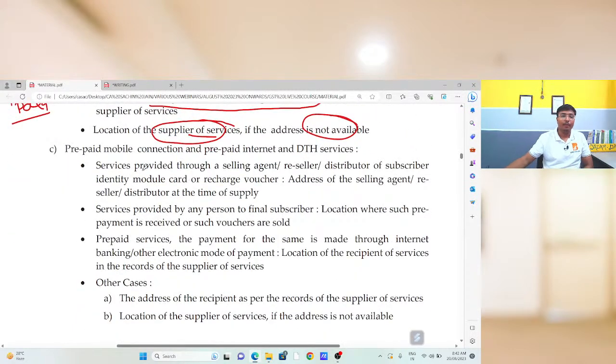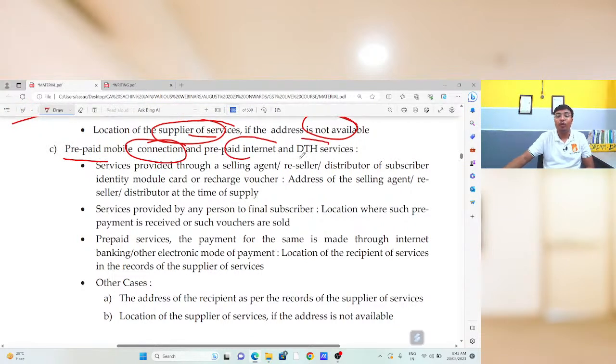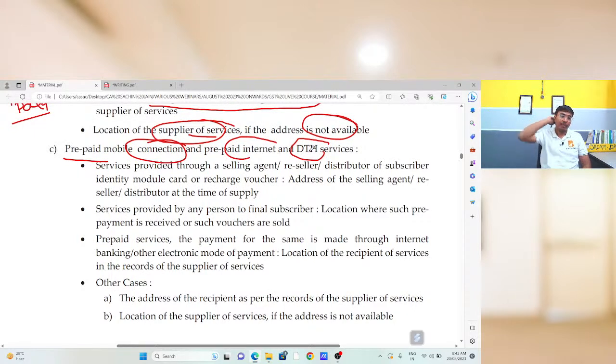Now we are going to talk about the current situation. We use these things in our day-to-day life. Prepaid mobile connection and prepaid internet and direct-to-home services, in that case what will be the place of supply? Suppose I am going to the Airtel store and buying a particular voucher.